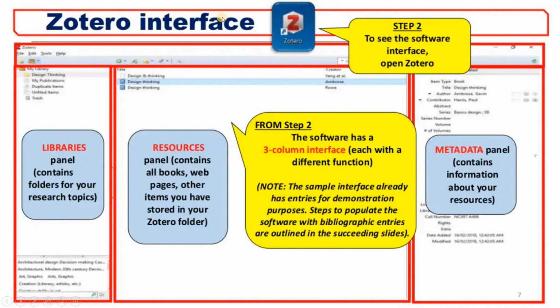Now as you can see, this interface is a 3-column interface, and each column does a different function. Here is the metadata panel. It basically contains information about your resources, like when you added this resource to your machine, the date and time. These things will be included in this part.